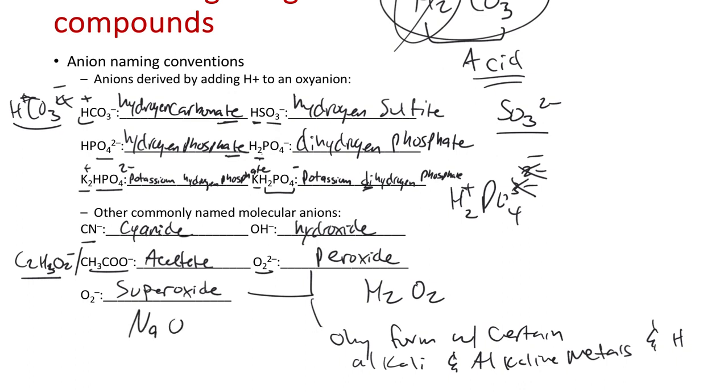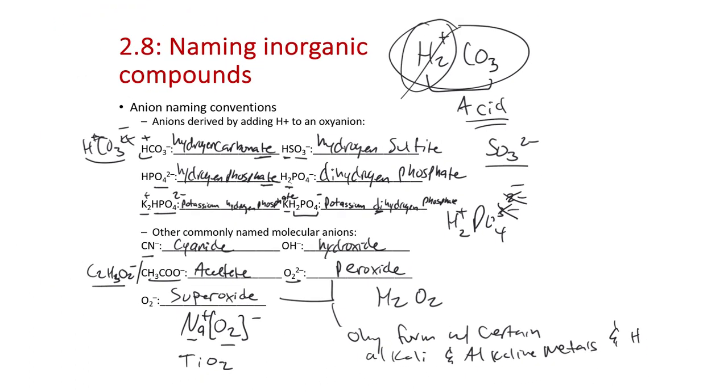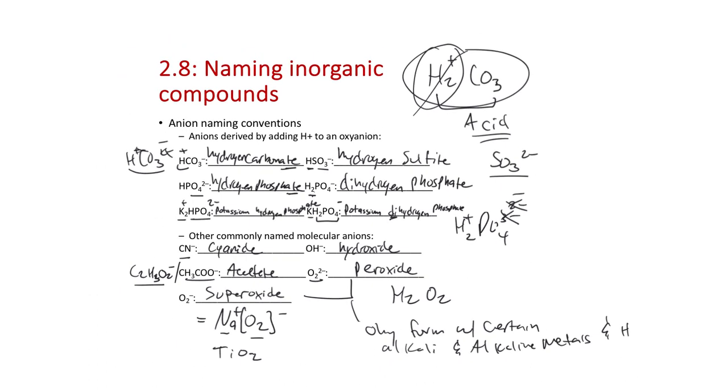If we see NaO2 versus if we see something like TiO2, when we see NaO2, I know sodium's a plus. Because I know sodium's a plus, I know this has to be an O2 with a minus charge. So NaO2 would be sodium superoxide. I know for sure, just based on the charge of sodium, that this is sodium superoxide.